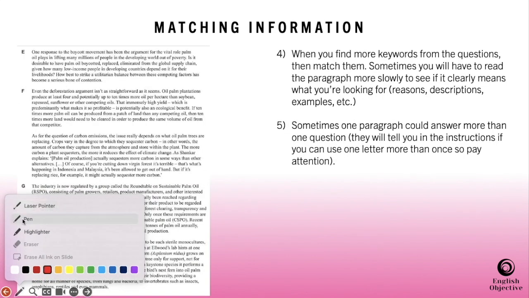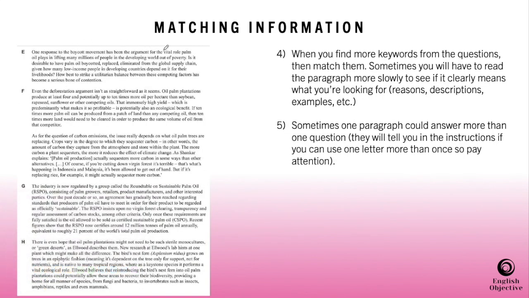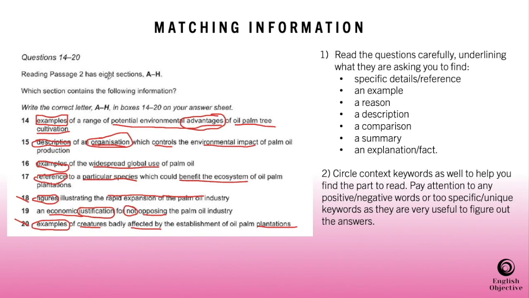One response to the boycott movement has been the argument for the vital role palm oil plays. So that's an important sentence of the main idea of this paragraph. And then it talks about developing poverty. Is it decided to have a boycott, replace, eliminate its chain? How many low-income people in developing countries depend on it for their livelihood, so for their life? How best to strike the territorial balance between competing factors has become a serious bone of contention.